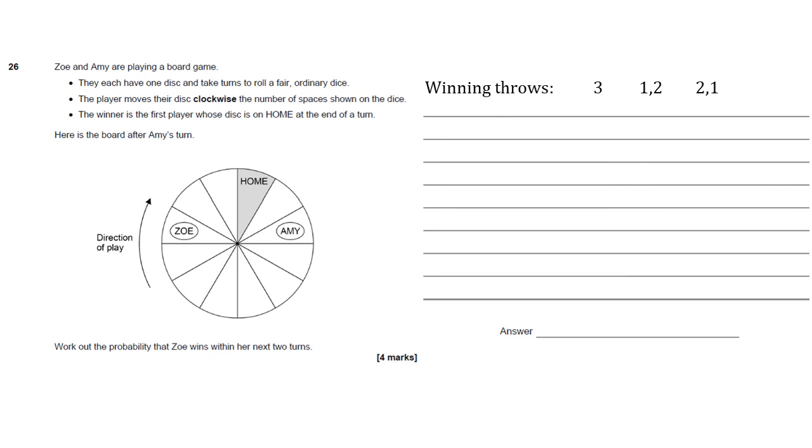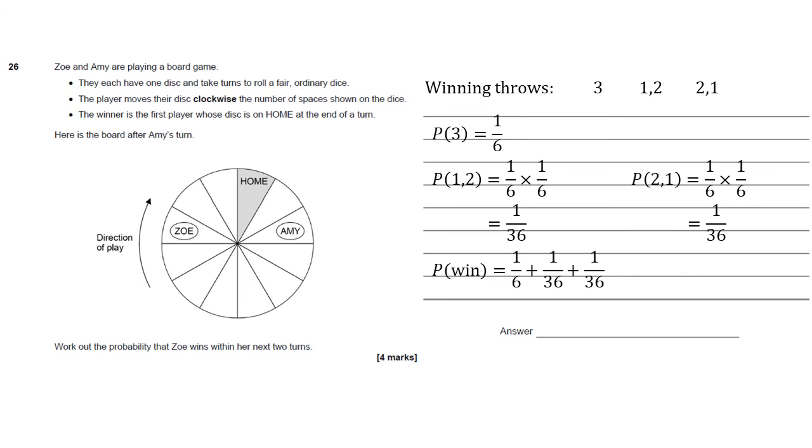So the probability of rolling a 3, that's an ordinary dice, so 1/6. Probability of 1 followed by a 2: these 2 events separately are 1/6, so to get 1 followed by the other one, we multiply, which gives us 1/36. In exactly the same way, the probability of 2 followed by 1 is also 1/6 times 1/6, which is 1/36.